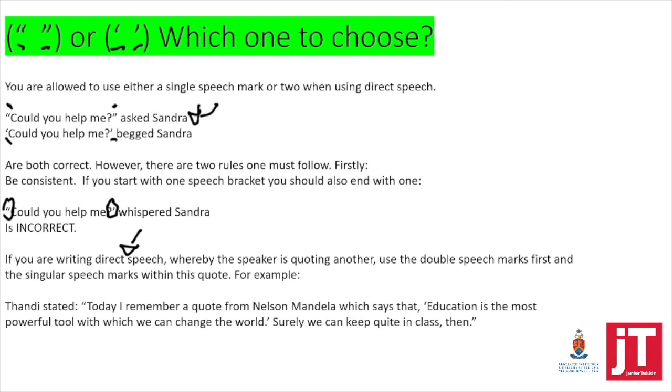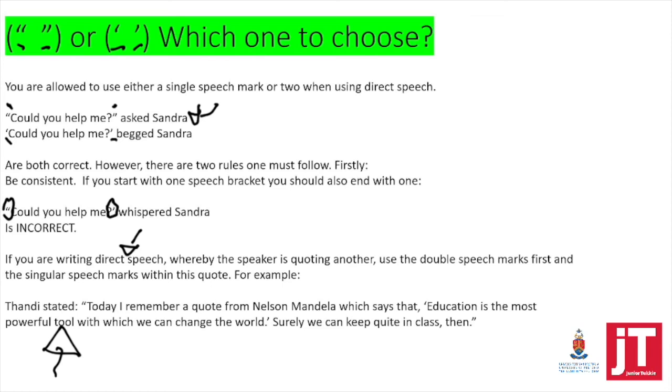Then as you go along and you are now quoting again, you use your singular inverted commas within the direct speech, and you close everything off. You frame the entire part of speech that was said with the double inverted commas once again. Let us see an example of that over here. Tandy stated, "Today I remember a quote from Nelson Mandela which says that 'education is the most powerful tool with which we can change the world.'"